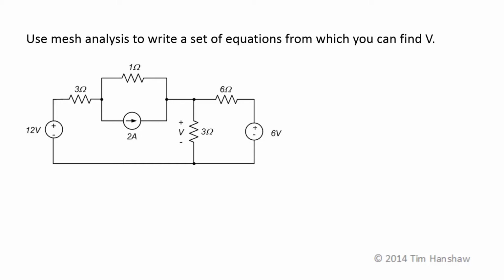Okay, let's use mesh analysis to write equations from which we can find this voltage across the 3 ohm resistor V. First, we want to identify our mesh loops. I'm going to kill all the sources, so this voltage source becomes a short circuit. There's a resistor here. I'm not going to bother to label its value because it doesn't matter at this stage. This current source becomes an open circuit.